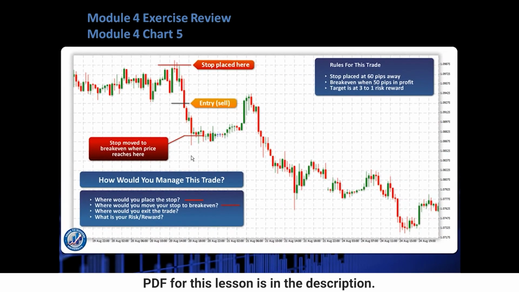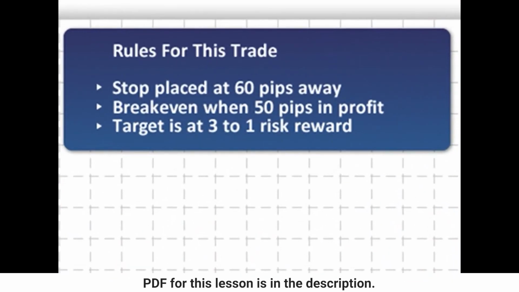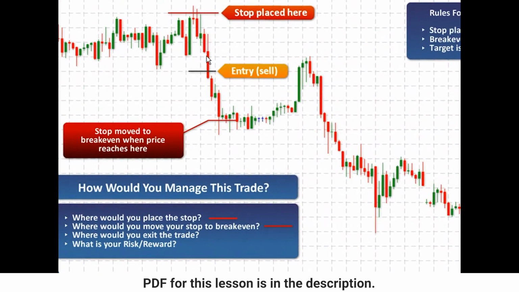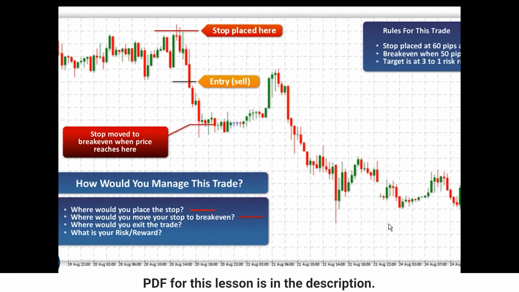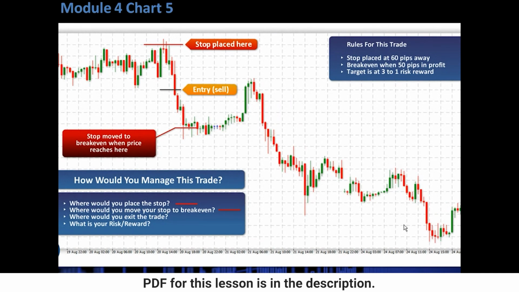What about our exit? Well, our target is at a 3 to 1 risk reward. So if we look at the grid lines, we've got 1, 2, 3, 4 grid lines in our risk. So 3 times that, which is our 3 to 1 risk reward, is 12 grid lines. That's where we want to exit. So 1, 2, 3, 4, 5, 6, 7, 8, 9, 10, 11, 12. So at this price right here, that's where we want to exit our trade. So is that where we exit our trade?